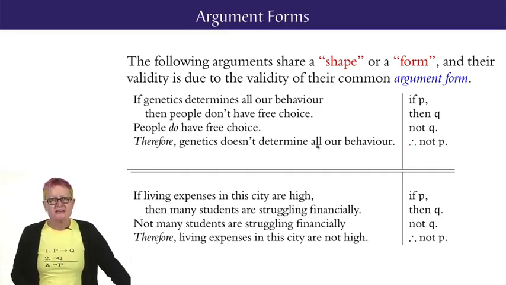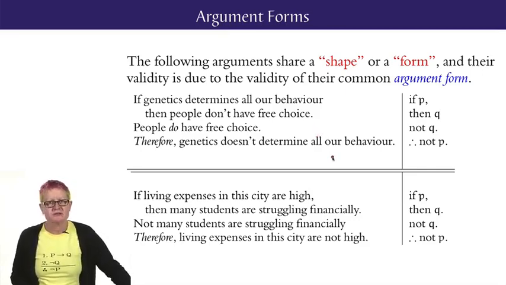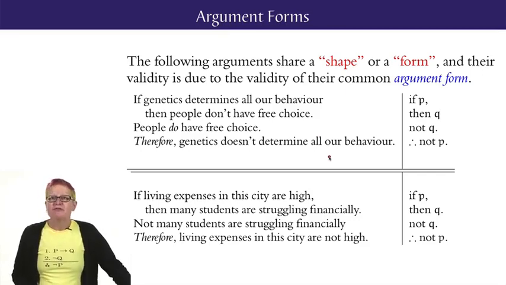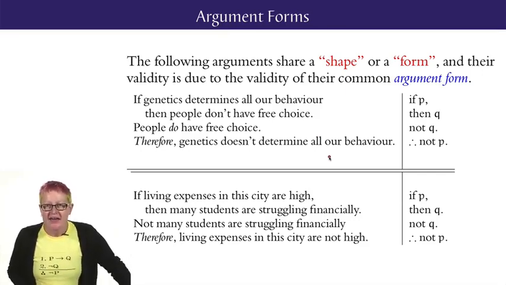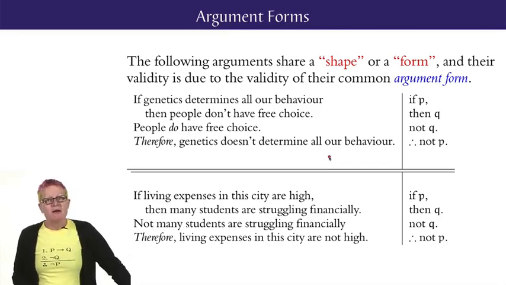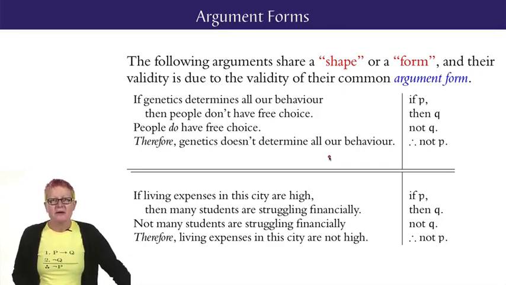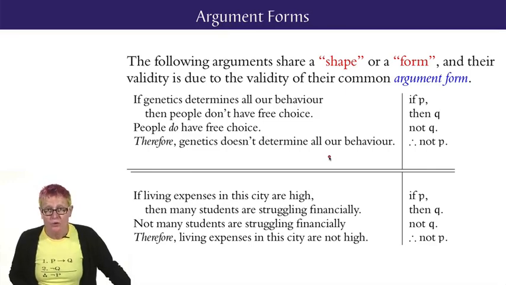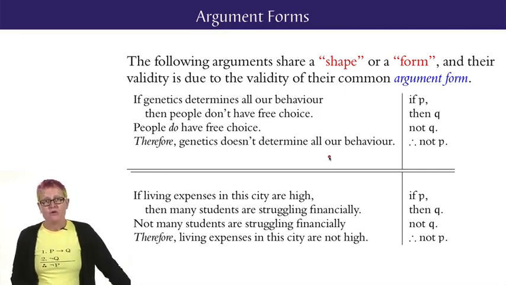Notice that we could have extracted a different logical form if we'd made different choices in assigning atomic propositions. We could freely choose to go the other way with the negation opposite by representing the affirmative sentence, people do have free choice, using atomic proposition, say Q, so that the negated sentence, people don't have free choice, then comes out as not Q. In that case, the resulting argument form would be if P then not Q, Q therefore not P.